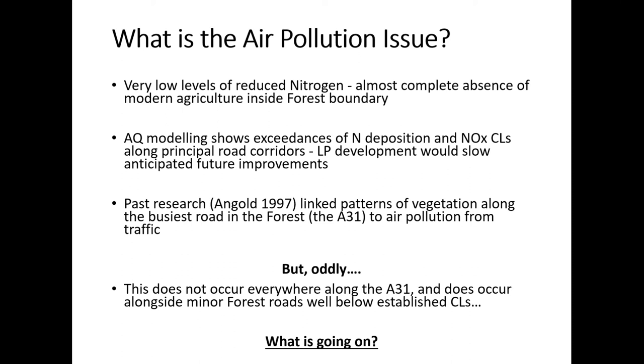Past research by a lady called Penelope Angold in 1997 has linked some patterns of vegetation composition alongside the A31 in particular to air pollution. So we wanted to look at that. The particular pattern that was picked up is the one I'm sure a lot of you are familiar with. It's the replacement of heather-dominated heathland with more grass-rich habitats. But there are a great many other things that do that.